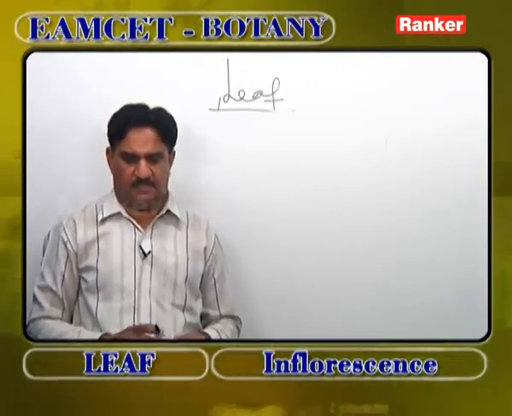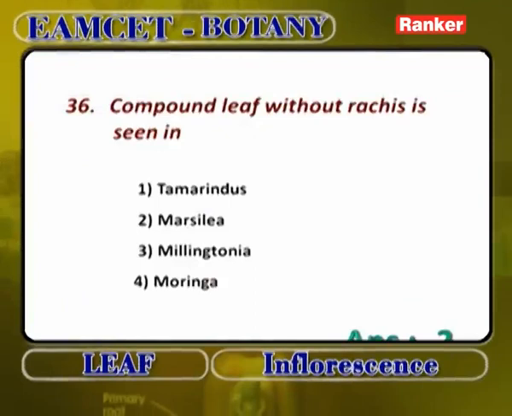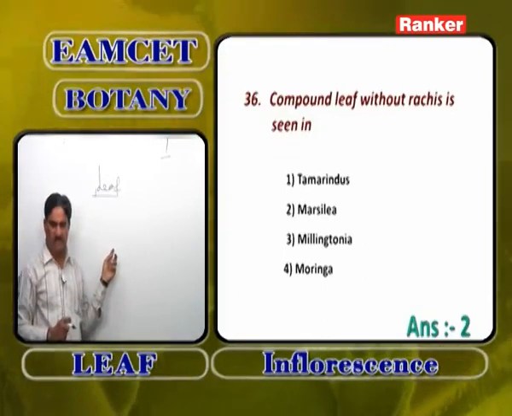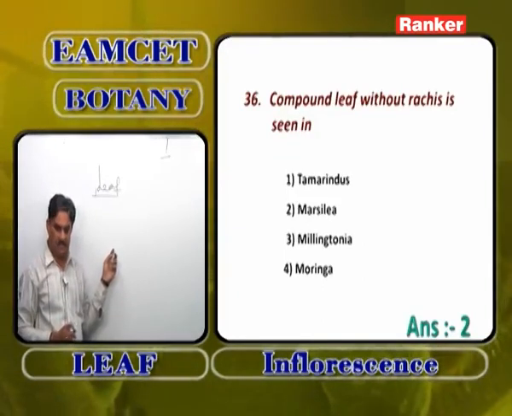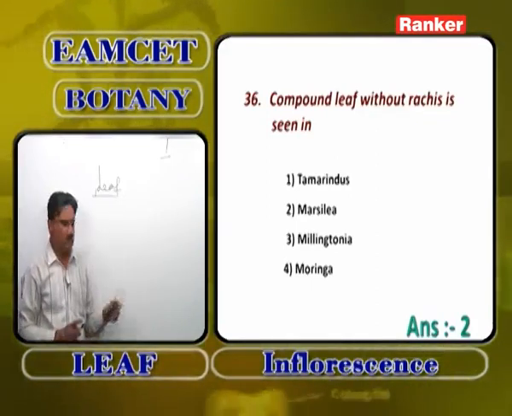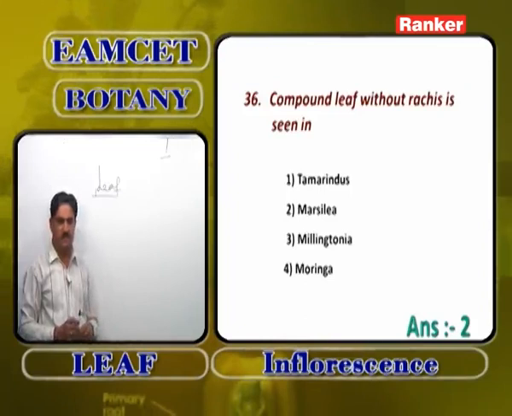Next, compound leaf without rachis. Compound leaf without rachis, just now I told, Marsilea, where at the tip of the petiole you will find leaflets. In Tamarindus you will find primary rachis. In Millingtonia you will find tertiary rachis. In Moringa you will find tertiary rachis. In Marsilea you don't find any rachis. Leaflets are present at the tip of the petiole.